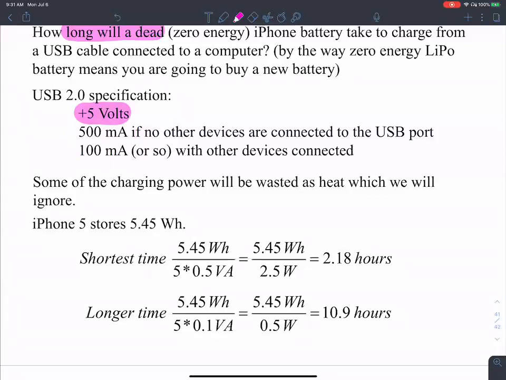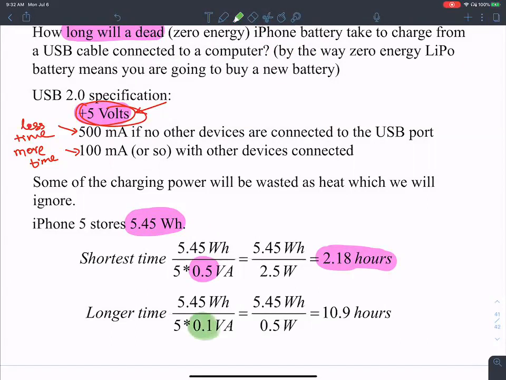A bit of a spoiler alert: when I'm trying to charge the battery at 5 volts using 500 milliamperes, it should take less time, as opposed to charging the same battery with the same voltage and a smaller current, which takes more time. So as you can see, using 500 milliamperes, it takes 2.18 hours, as opposed to using 100 milliamperes, which is going to take a lot longer, 10.98 hours.